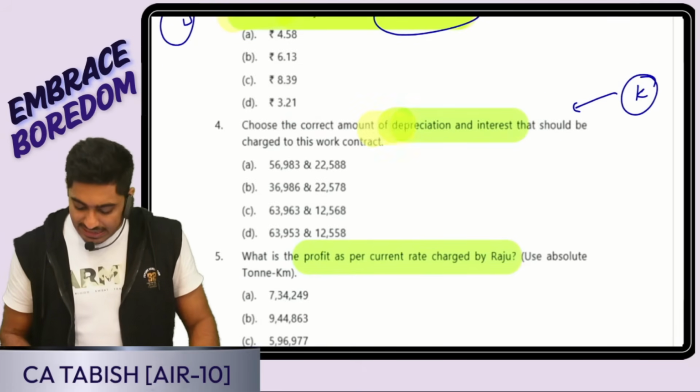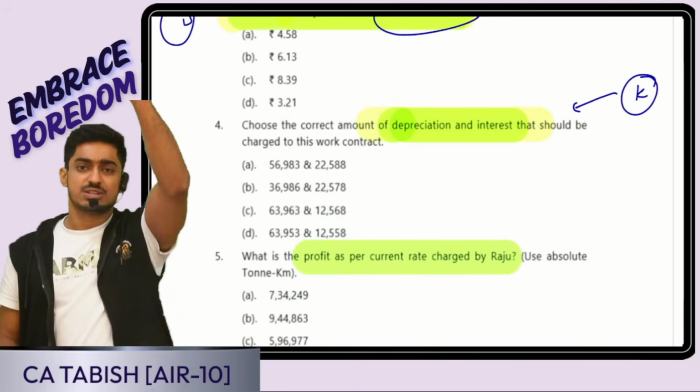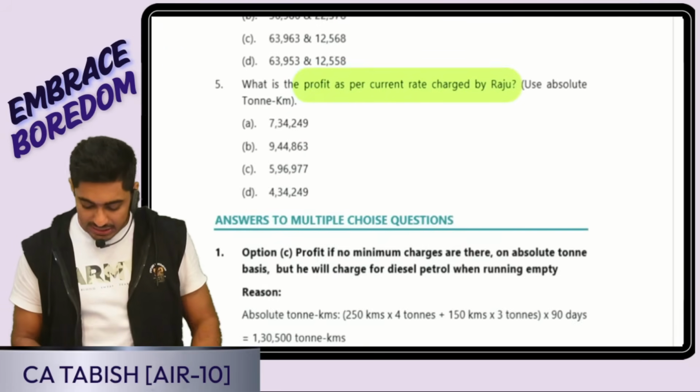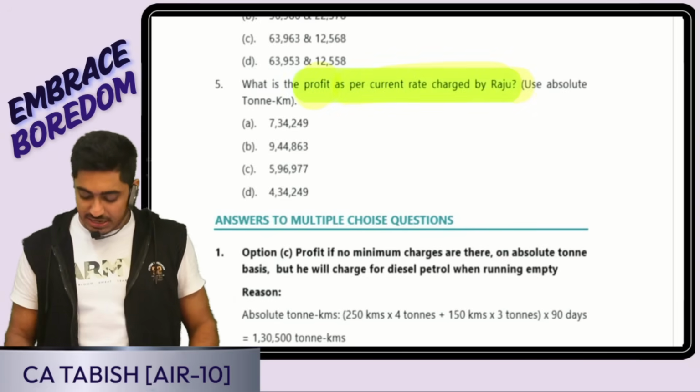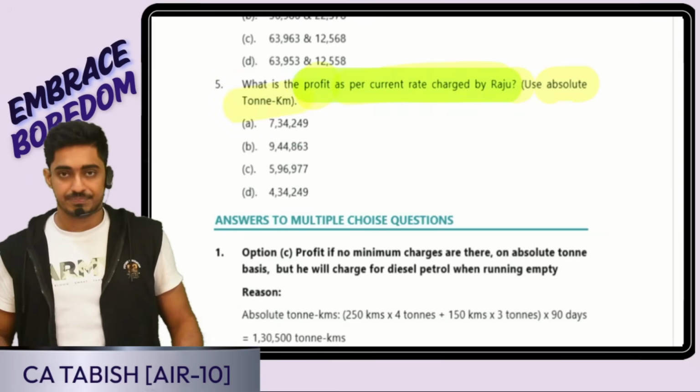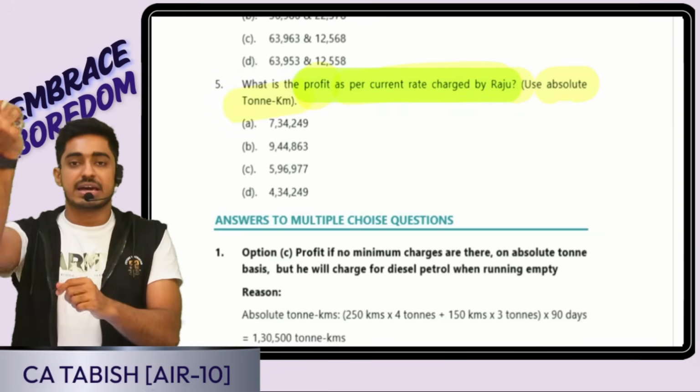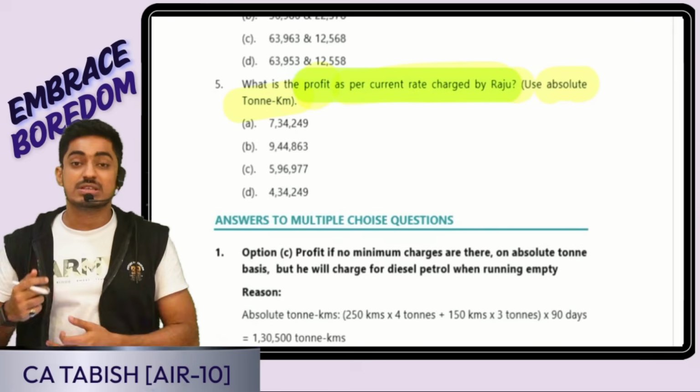Fourth, calculate the correct amount of depreciation interest. We have already done that; you can accordingly do it. Yes. Fifth one, calculate the profit as per the current rate charged by Raju using absolute ton kilometer. That is, as per the current rate that he is charging. Yes, how much is going to be the profit?